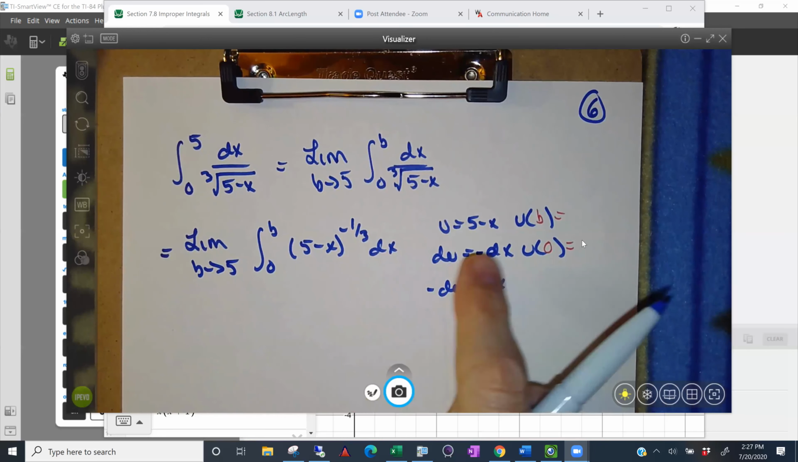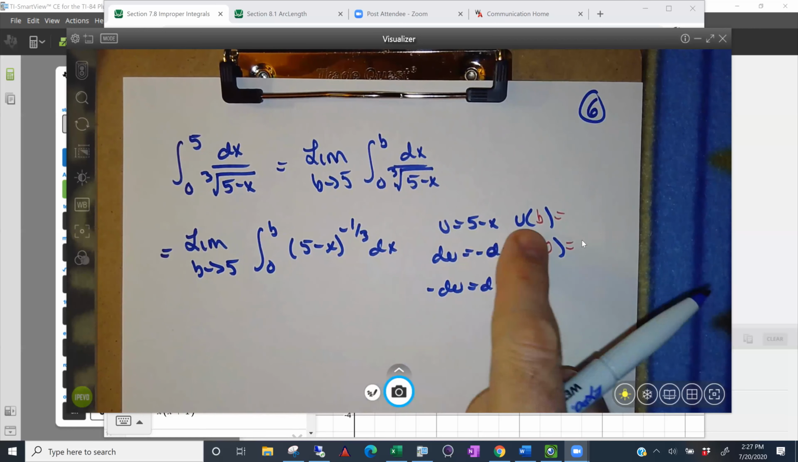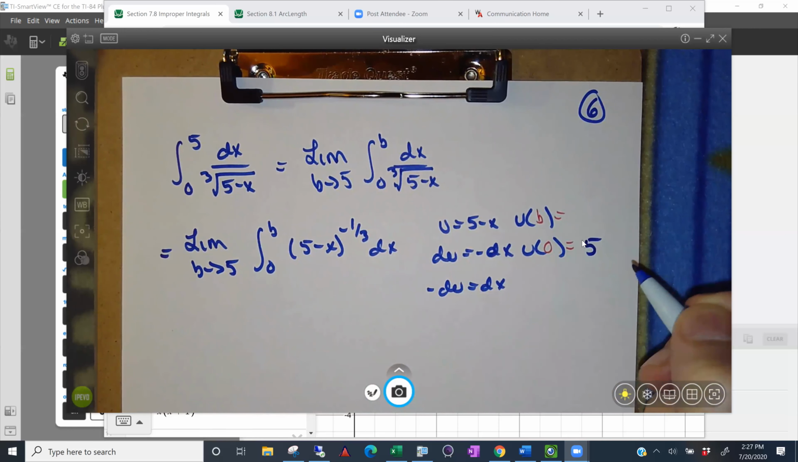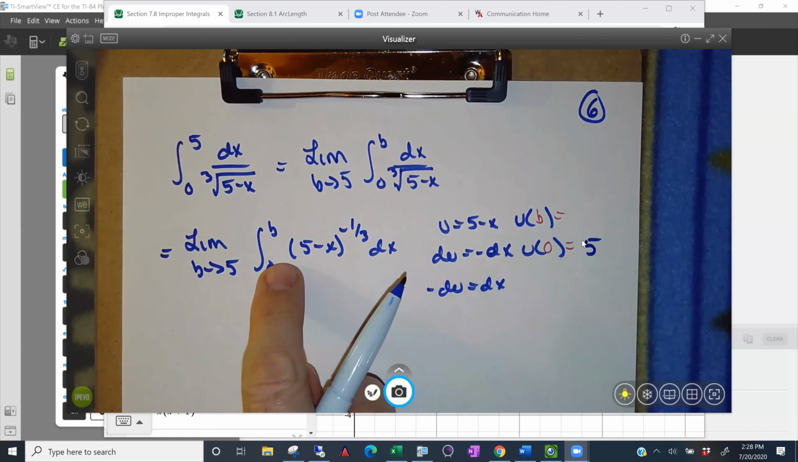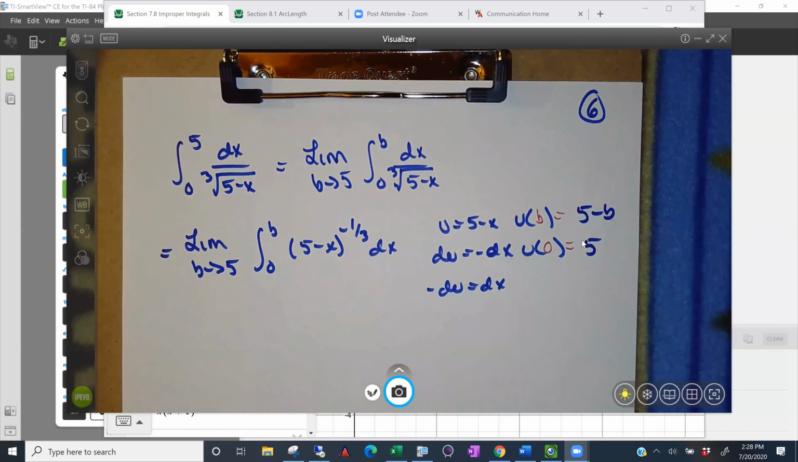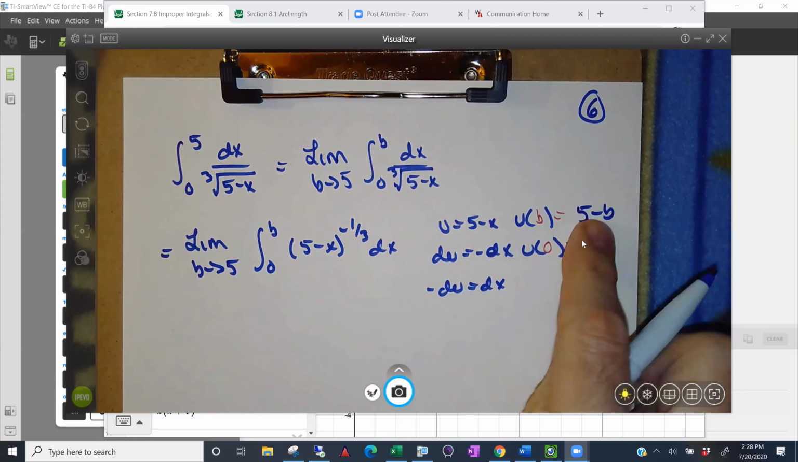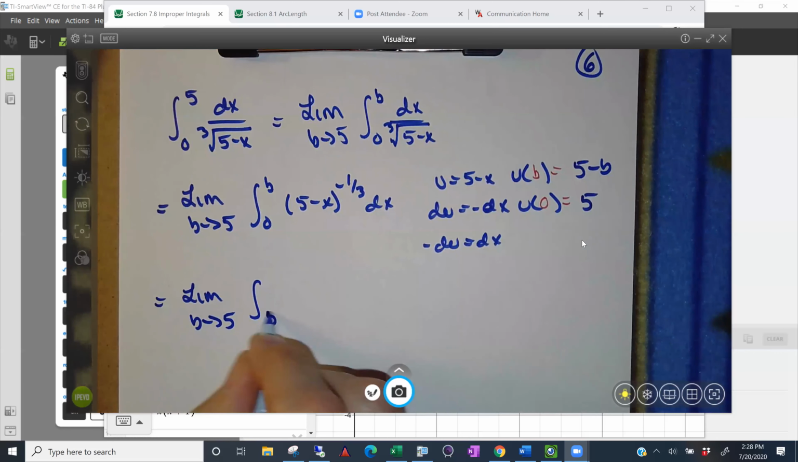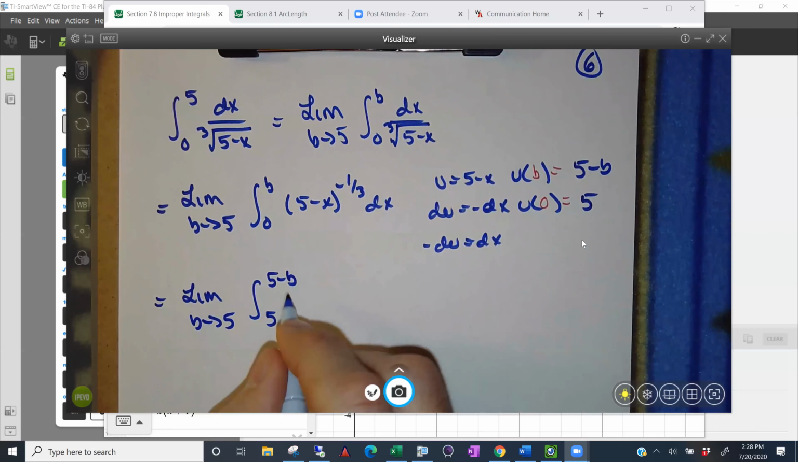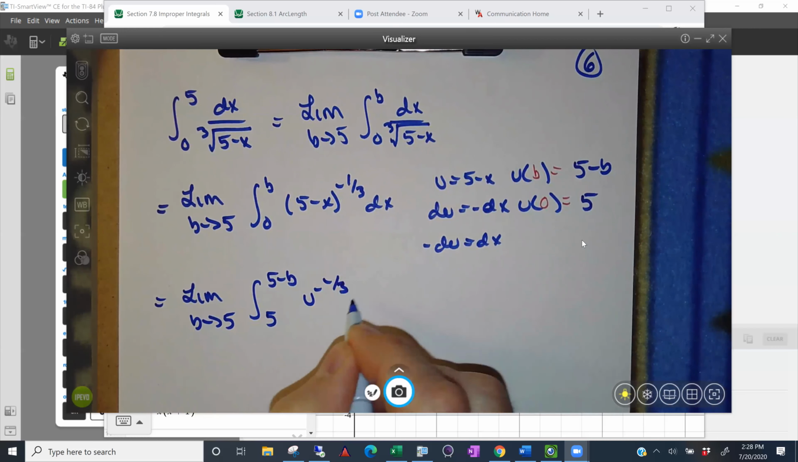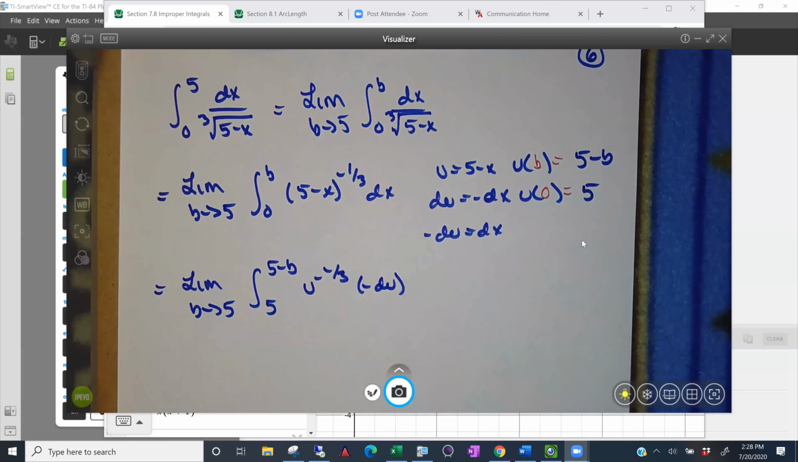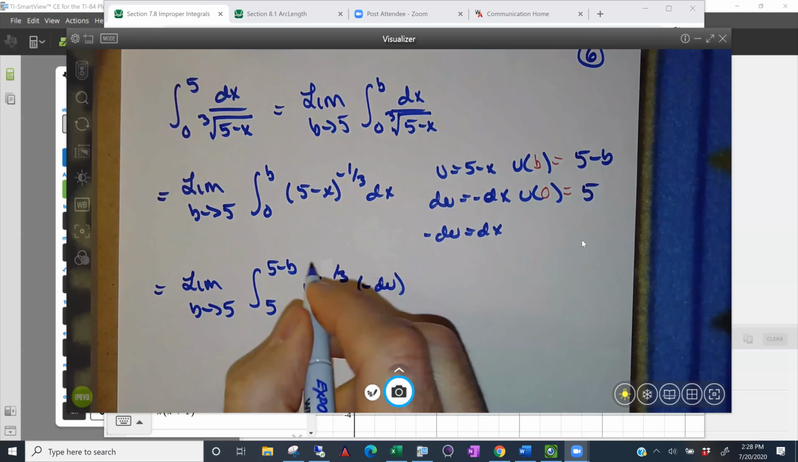I'm also going to change my limits of integration. So at 0, if I plug in a 0 here, u of 0 is going to give me 5. Well, 5 minus 0, which is still 5. And then u of b is going to give me 5 minus b. So let's plug in both of those along with our substitution and get this as the limit as b approaches 5 of the integral from 5 to 5 minus b of u to the negative 1/3 times negative du. Let's make that look like a negative 1/3.